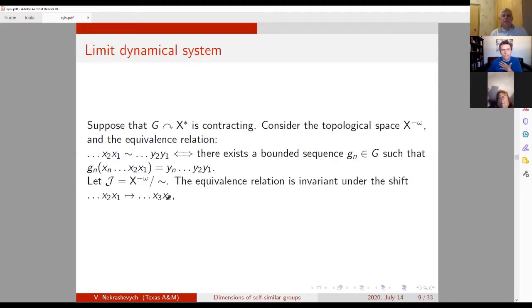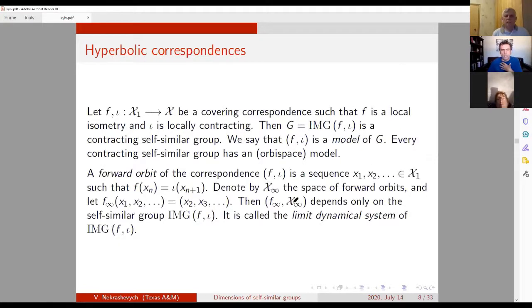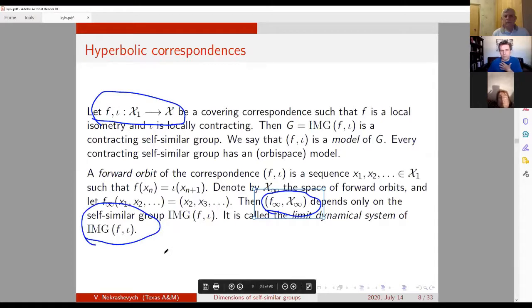The equivalence relation is invariant under the map which removes the last letter, so under the shift. So that shift will induce a continuous self-map on this quotient space. And this is the limit dynamical system. So that's how you reconstruct this dynamical system, which was constructed using this pair of maps between topological spaces from the self-similar group.